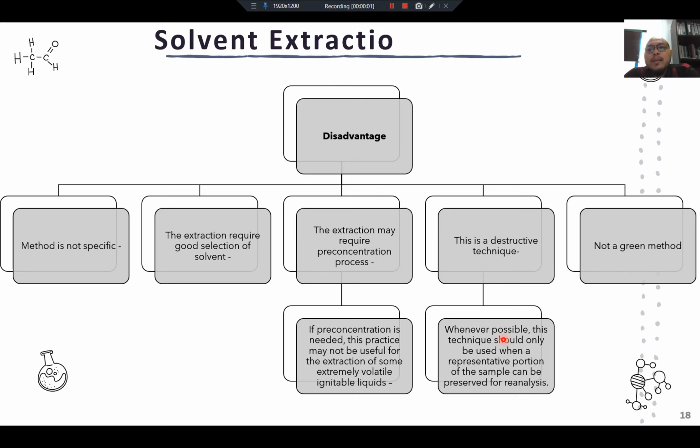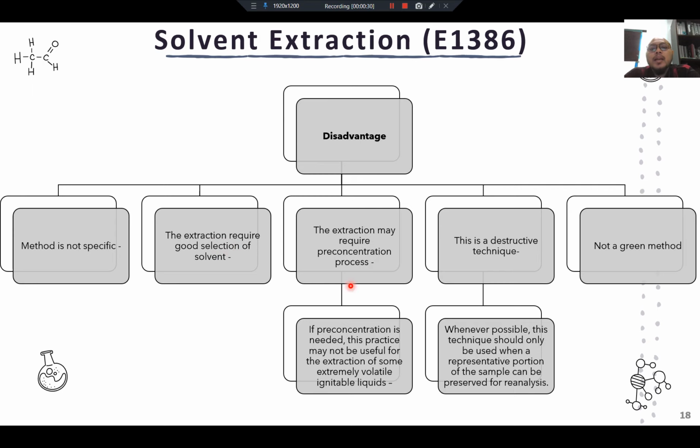So when we have advantages, of course we have disadvantages as well. The method is not specific to that particular analyte. Remember that in your debris you can have other kinds of interference as well. So it will extract them as long as they are soluble in the hexane, in that particular example. The extraction requires good selection of solvent, so you need to choose the right solvent so the analyte can dissolve in it.